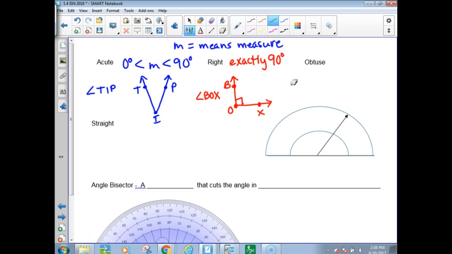All right, obtuse now. Obtuse, you might think, well, these are cute little angles. Obtuse is between 90 degrees and 180. Chubby angles. They're big. Obese. I know that's how some kids try to remember it.